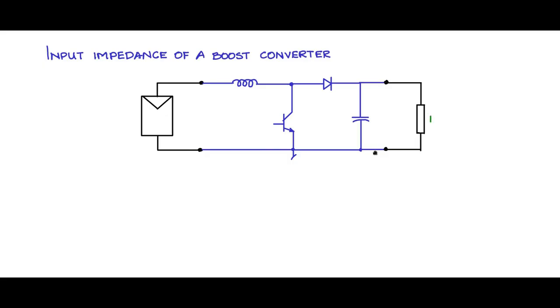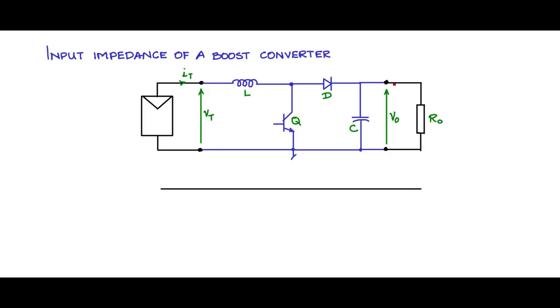So let us name the parts. That is R0. Here is the terminal voltage Vt, the inductor L. Let us say the current flowing through the terminals of the PV panel is IT. The same IT is flowing through the inductor, so IL is same as IT. We call the switch Q, diode D, capacitor C, and the output voltage V0.